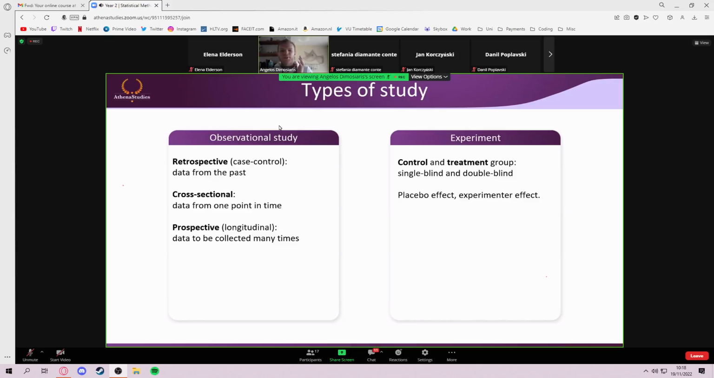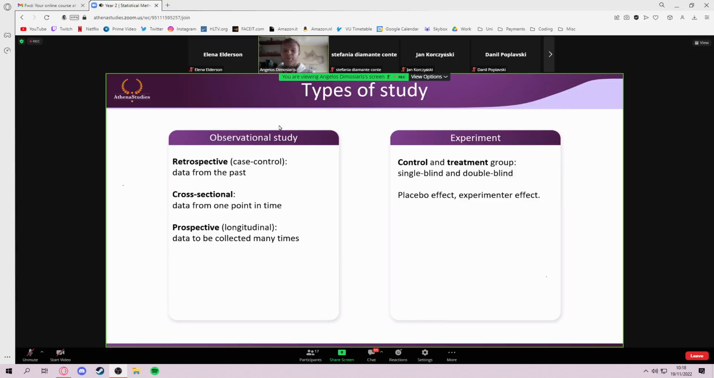Perfect. Congratulations. This has to do with participants, right? The participants do not know in which group they are, either control or treatment. They don't know if they took the placebo or the real treatment. They have no idea. So in single blind experiments, participants do not know.